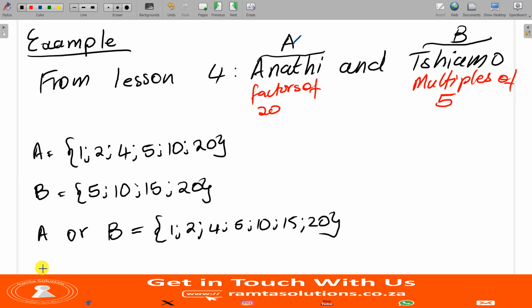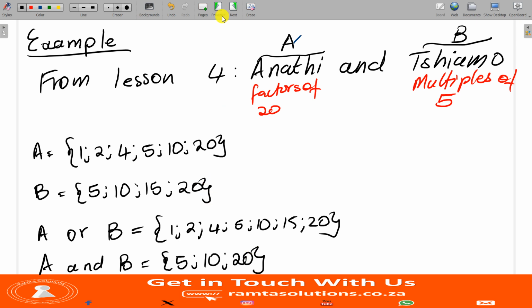And then when we look for A and B, and is your intersection. Your intersection must contain elements that are in both sets. So which ones are those? It is 5, 10, and 20.